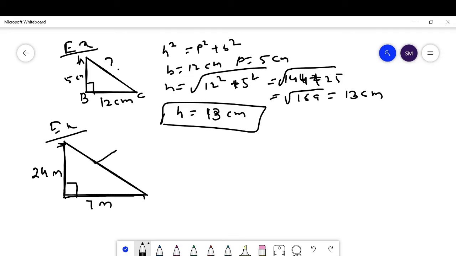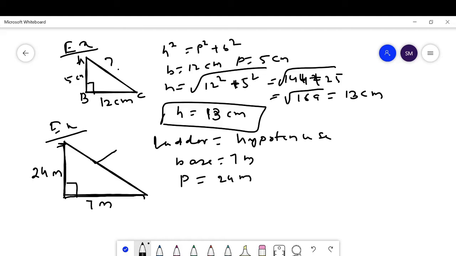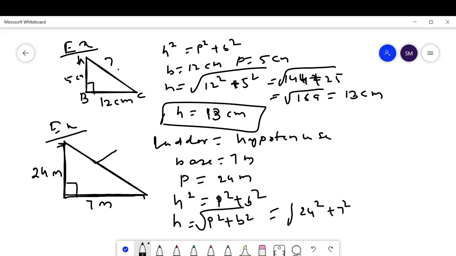In this case, the ladder is the hypotenuse. The length of the ladder is the hypotenuse. Here the base is equal to 7 meter and the perpendicular is equal to 24 meter. Then according to the Pythagoras theorem, h square is equal to p square plus b square. Then h is equal to the square root of p square plus b square. Here p is 24, so h is the square root of 24 square plus 7 square.